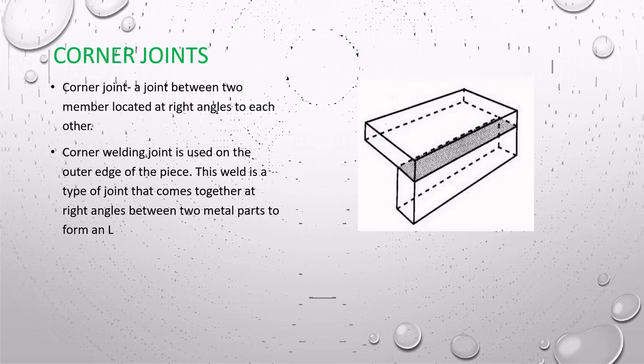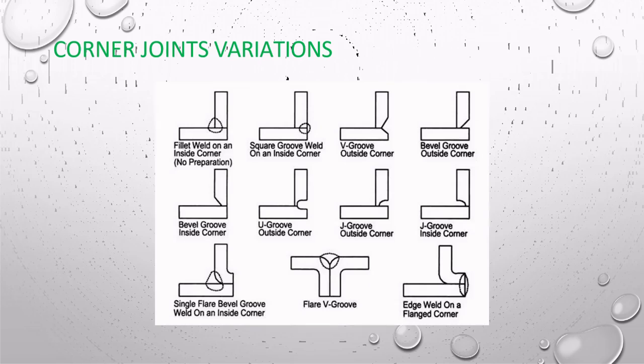Here are the corner joint variation. Fillet weld on an inside corner. No preparation, square groove weld on an inside corner. V groove outside corner. Bevel groove outside corner. Bevel groove inside corner. U groove outside corner. J groove outside corner. J groove inside corner. Single flare bevel groove weld on an inside corner. Flare V corner. H weld on a flange corner.